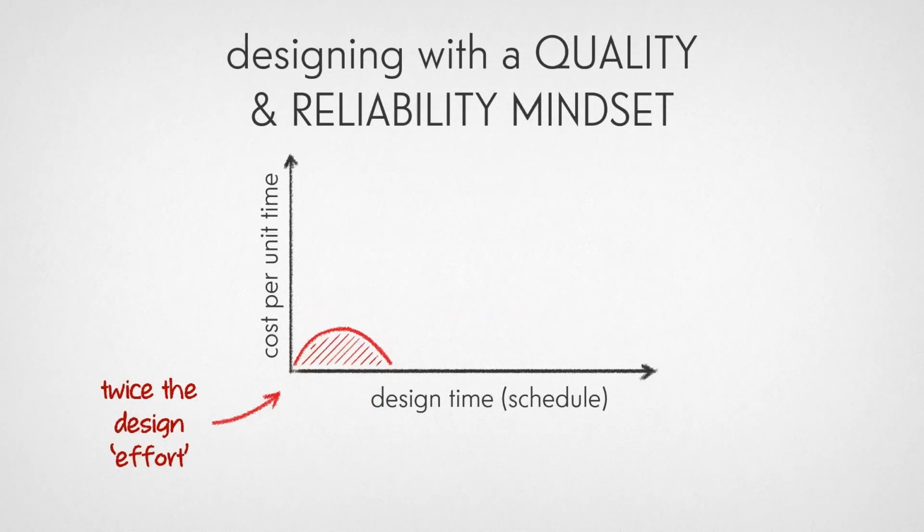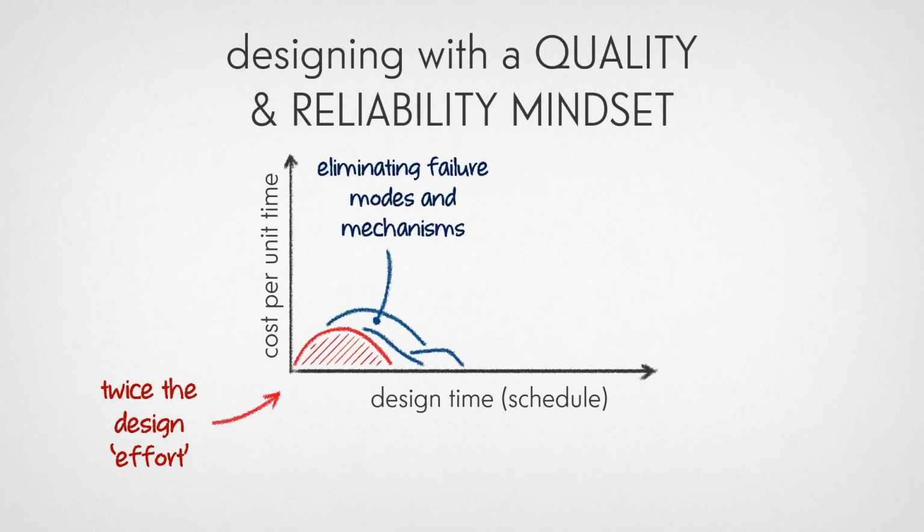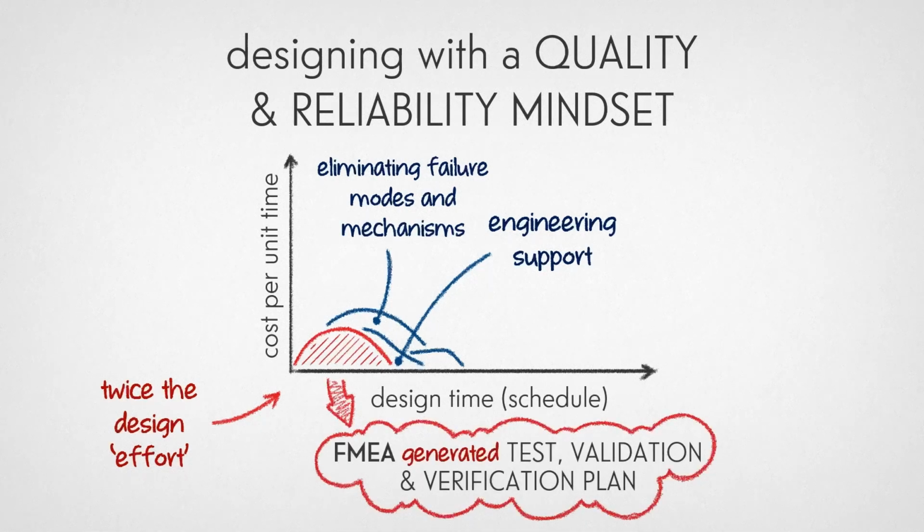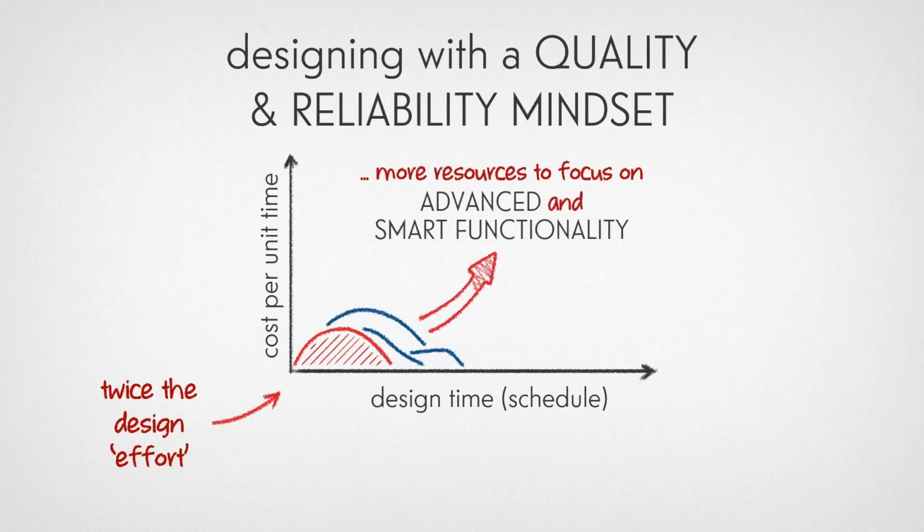But when we do invest this effort up front, we start with very few failure mechanisms we need to eliminate. The engineering support we require has also been minimized because the quality and reliability mindset includes high quality manufacturing, assembly, packaging for transportation, and other product characteristics our customers value. FMEAs also include corrective actions that essentially become our test, validation, and verification plan, which makes certification fast and efficient. And we also have more time and money to think about how to incorporate new smart features that one day might make us a true market leader.